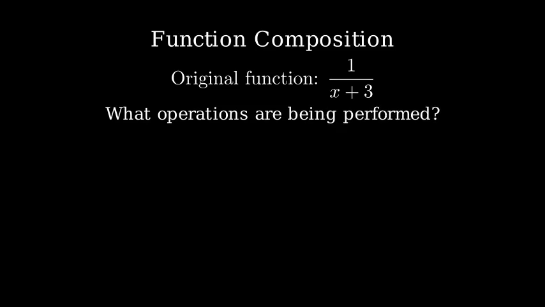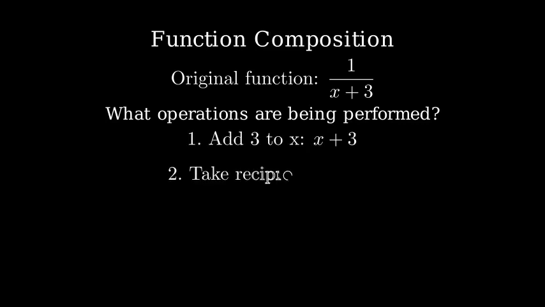First, we add 3 to x. Then we take the reciprocal of that result. These operations happen in this specific order. We can't switch them. The inner function g of x will be the operation that happens first. So g of x equals x plus 3.